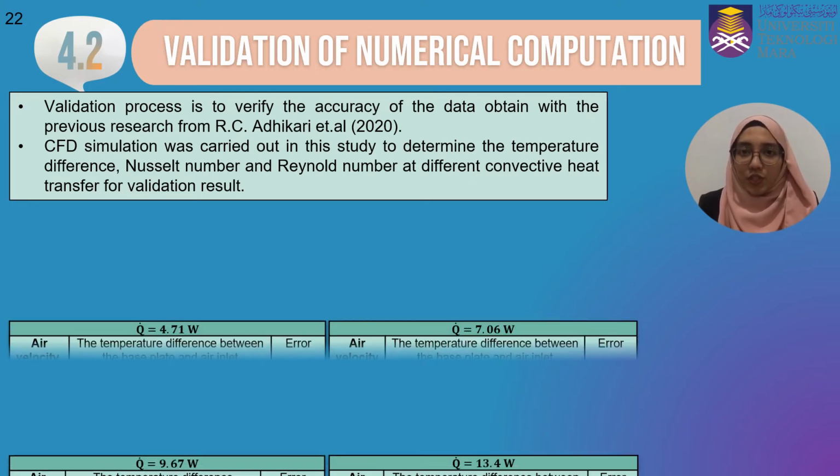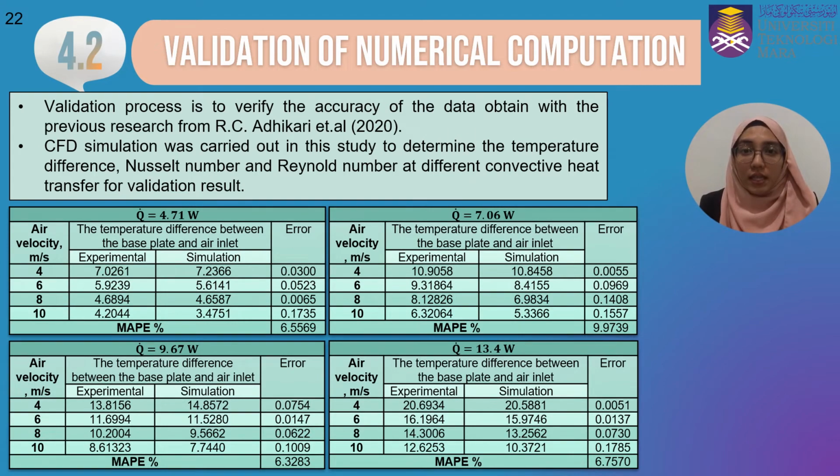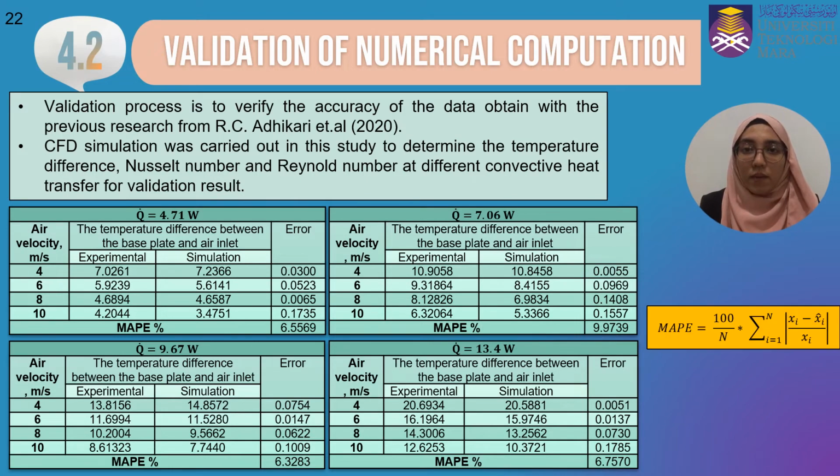These 4 tables show the result for the temperature difference between the simulation and the previous data for 4 different convective heat transfer values. To know the validity of the result, the percentage error was calculated by using the mean absolute percentage error equation. So, as you can see, each simulation has lower than 10% of percentage error.